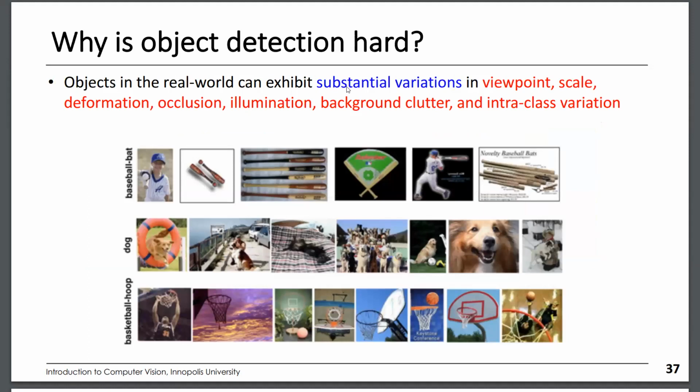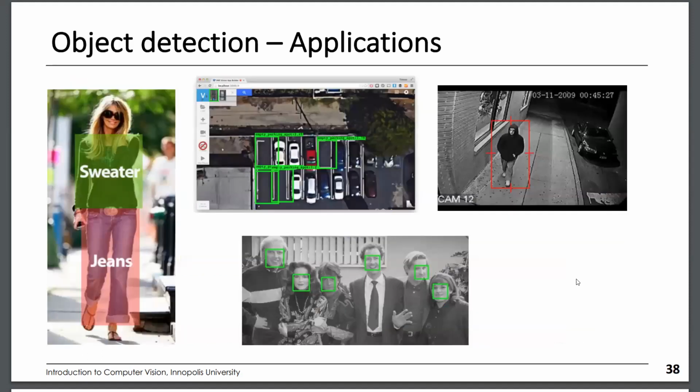Objects in the real world can exhibit substantial variations. If you look at these hoops, they're very different from each other. These variations can be in viewpoint, scale, deformation, occlusion, illumination, background clutter, and intra-class variation. I think intra-class variation is the biggest problem we have. The rest we can fix with more images and better cameras, but intra-class variation is the hardest problem.